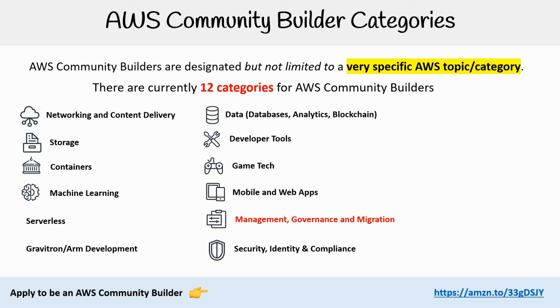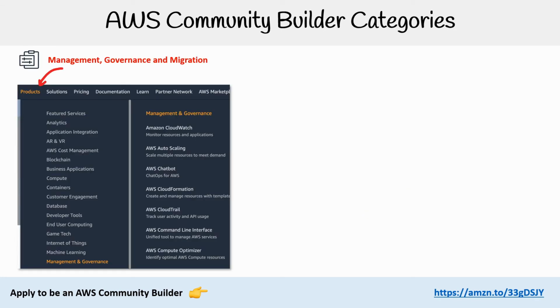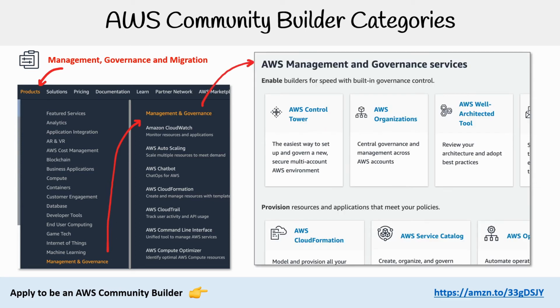If you're trying to understand what these categories are, it's really easy to figure out, because more or less the AWS products map to these categories, not one-to-one, but pretty close. If I were to go to Products up here and open that up, you could go to Management and Governance, and there's a link at the top that says Management and Governance. If you click in there, it'll show you the services, and that is generally what each builder per category is going to be focused on, but again, not limited to.